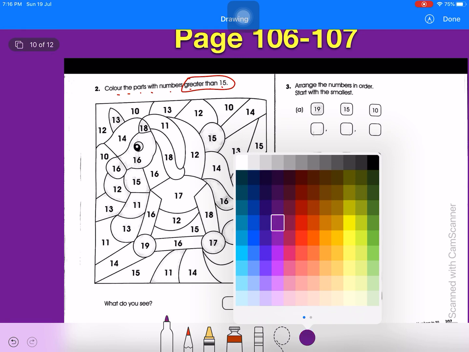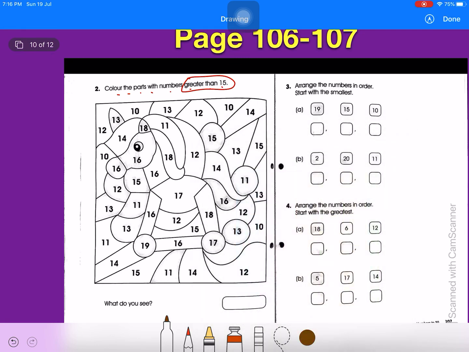The number should be more than 15. Okay, so the number more than 15, that means 15 cannot count. 15 onwards, that means 16, 17, 18, 19 and so on is greater than 15. So the correct answer is, change color.